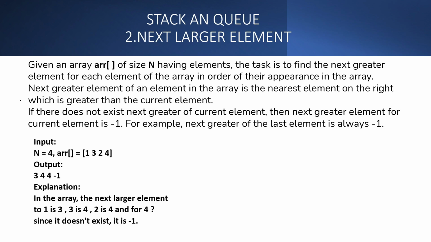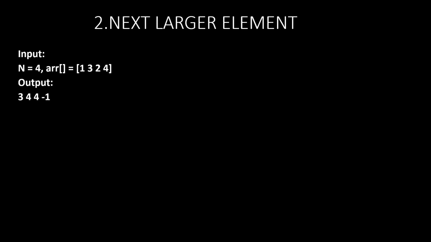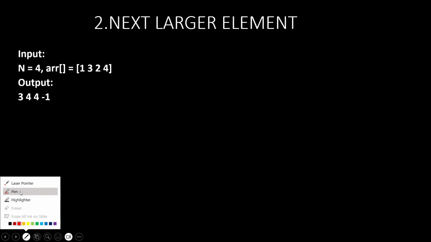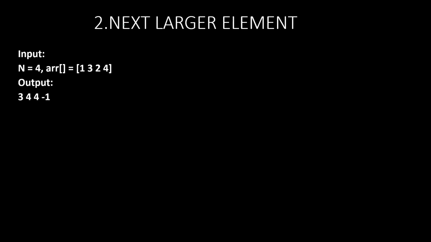Now let's go into the approach part. We have to understand the meaning before we dwell into the coding approach. Let's understand the meaning of the question first. The question is saying we have to find a next larger element. You can understand by taking the given example.